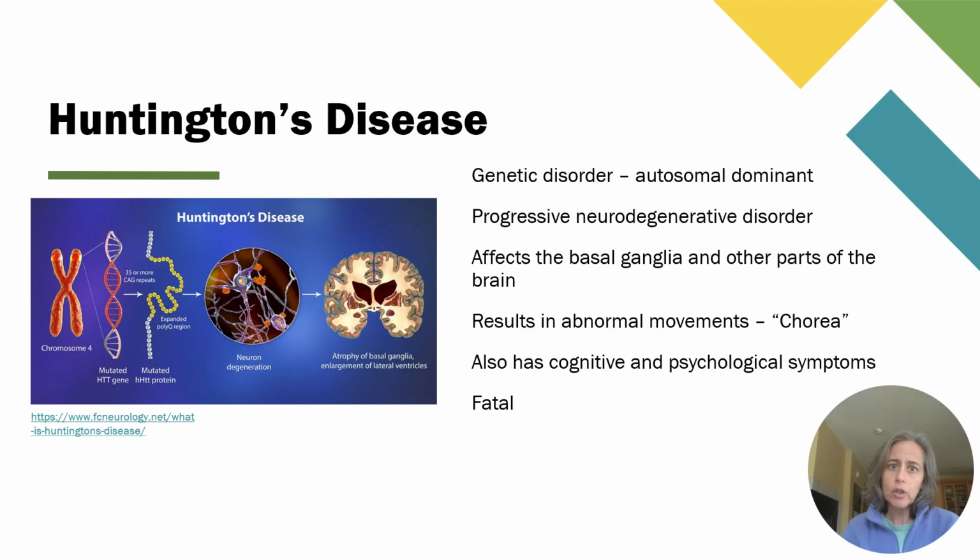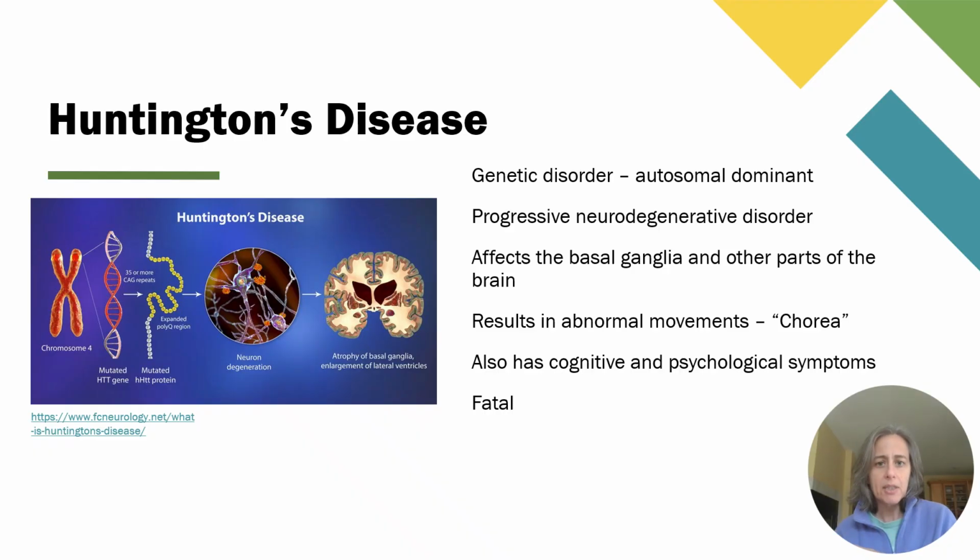It doesn't start manifesting symptoms until later in life, usually. So when we think about kind of genetics and parenting and all those types of choices that people might make, usually people don't know they have Huntington's disease until they're later in life and they have already had children. So this affects the basal ganglia and some other parts of the brain as well.